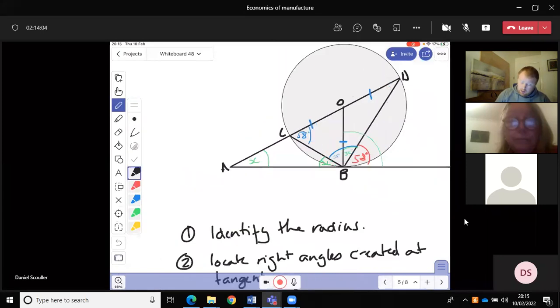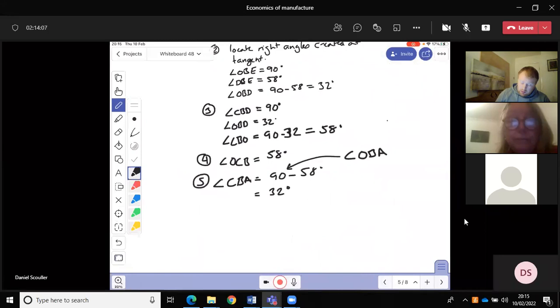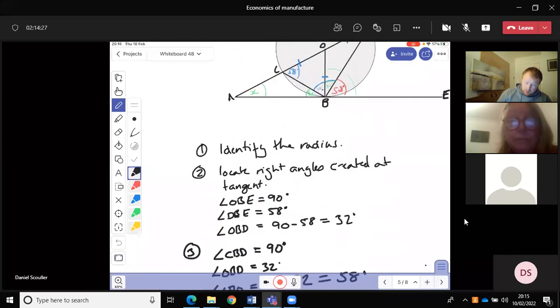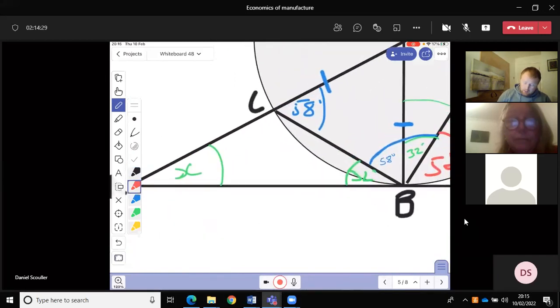So let's call that step 6. Angle ACB will equal 180 minus that 58, which is going to be 122. Okay, so that angle in here, 122 degrees.